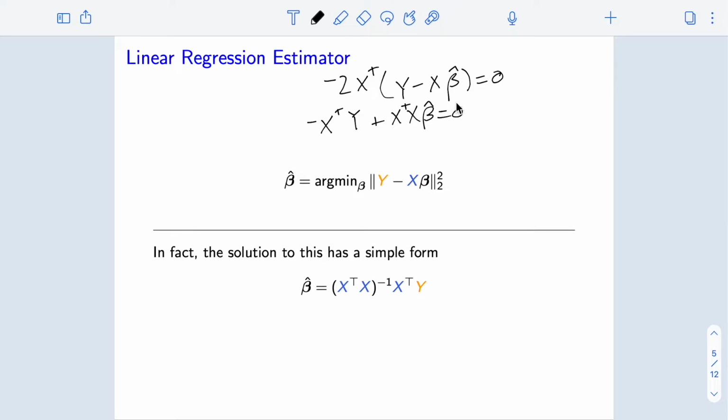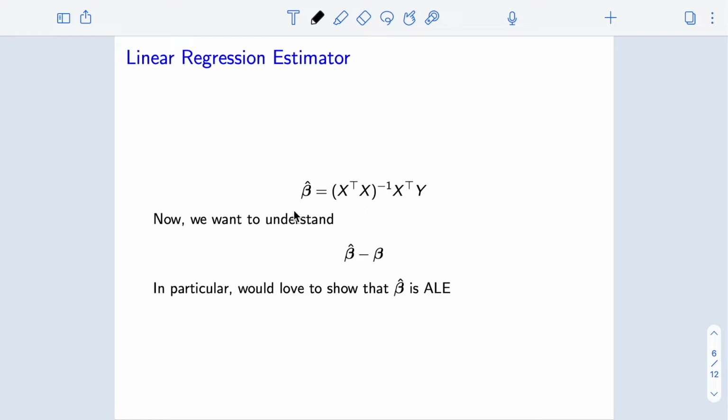And now, if we move this to the other side and solve for beta hat, we get exactly beta hat equals (x transpose x) inverse x transpose y, giving us the result down here. This presupposes that x transpose x is invertible. In the case that it isn't, there will be an infinite number of vectors that minimize this objective function, and beta hat won't be well defined. In general, that's not the case unless you have a funny situation where features are collinear.